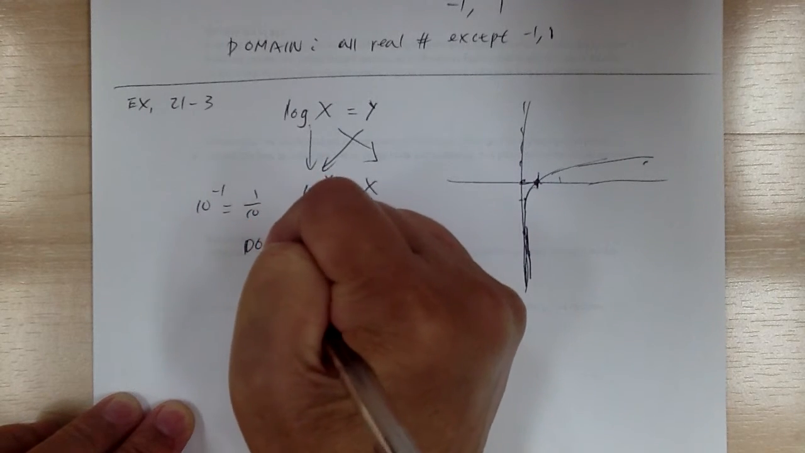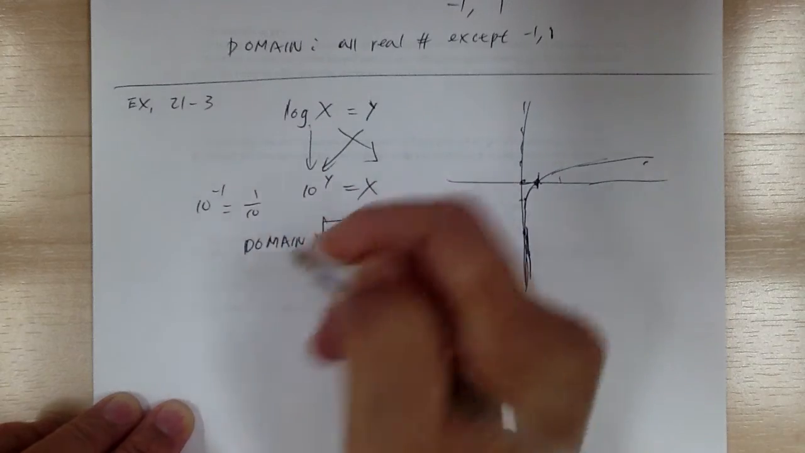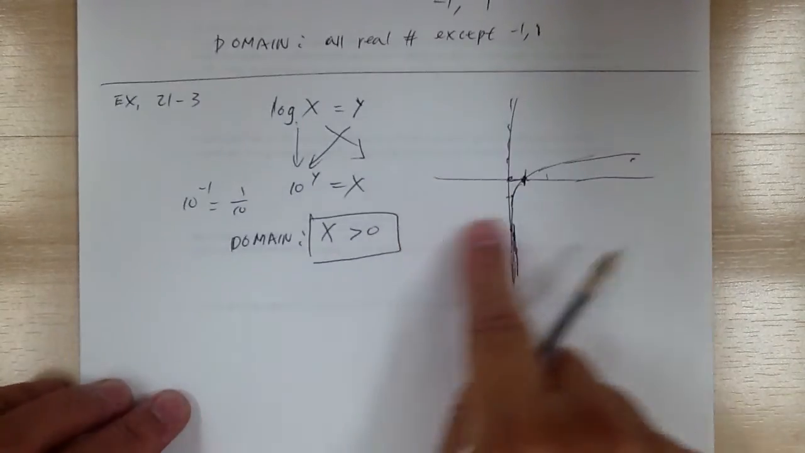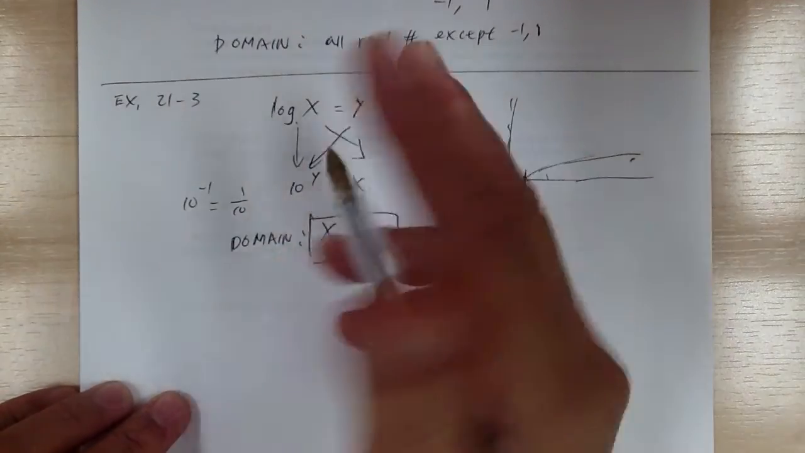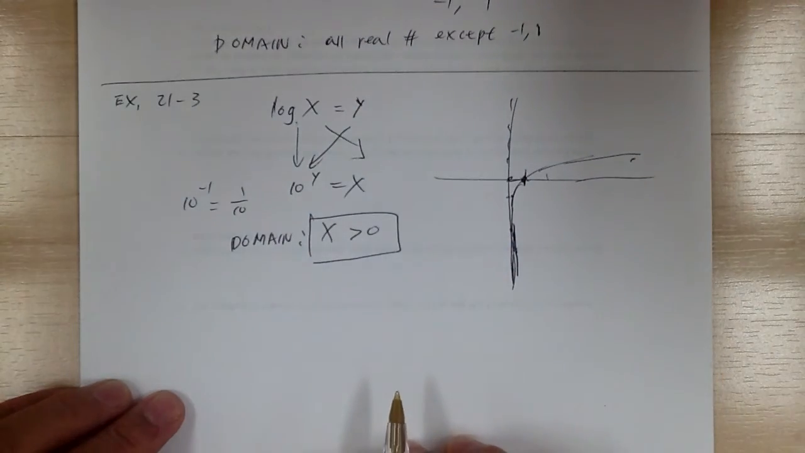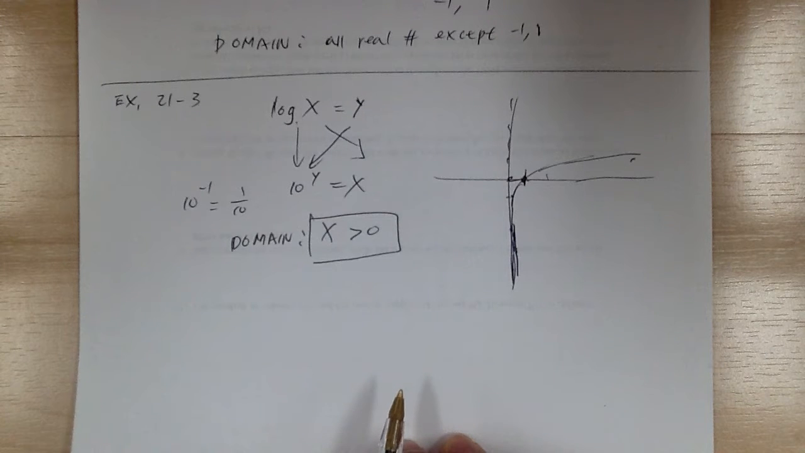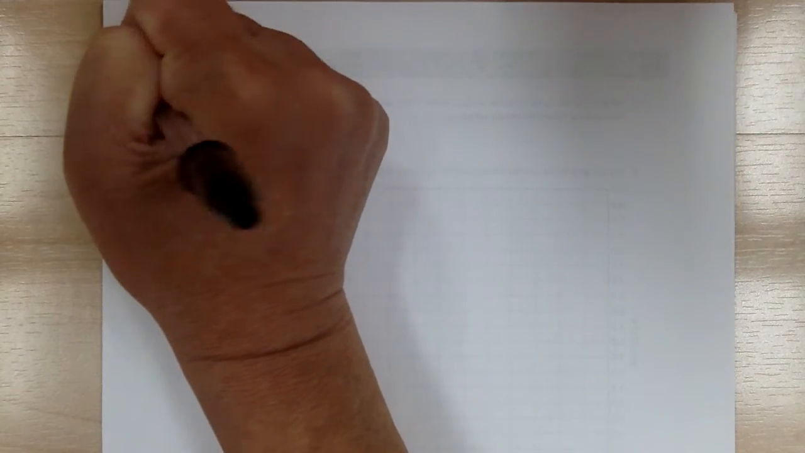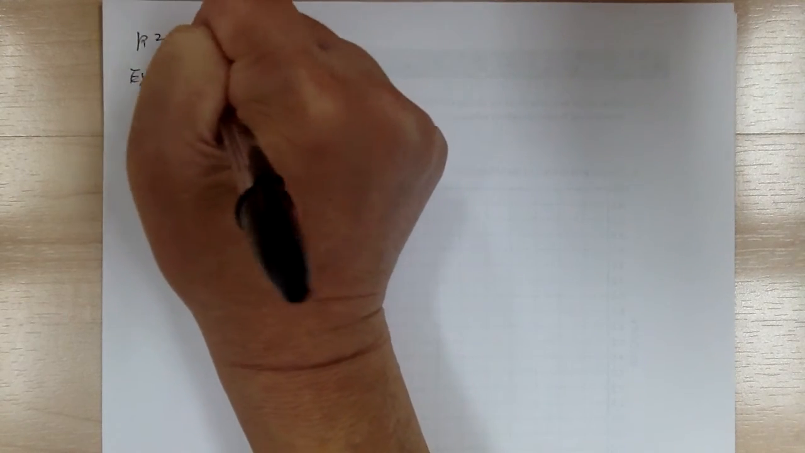So sometimes there are many ways to get a domain. Sometimes you can just go and factor and look. Sometimes you have to sketch it out and think about it. Sometimes you have to switch the base. Okay, let's go to the next example. Okay, let's go to example 21-4.